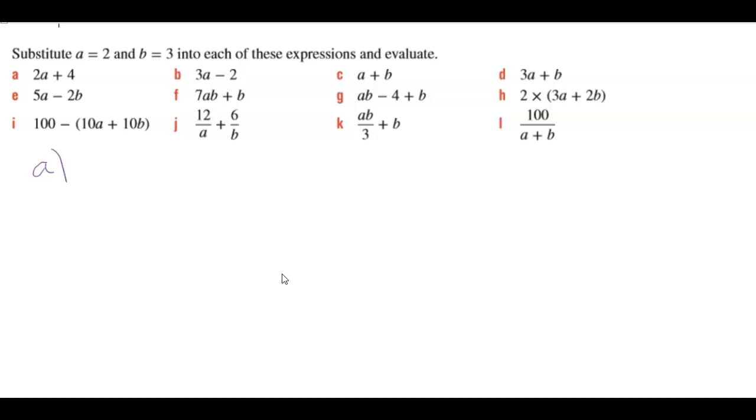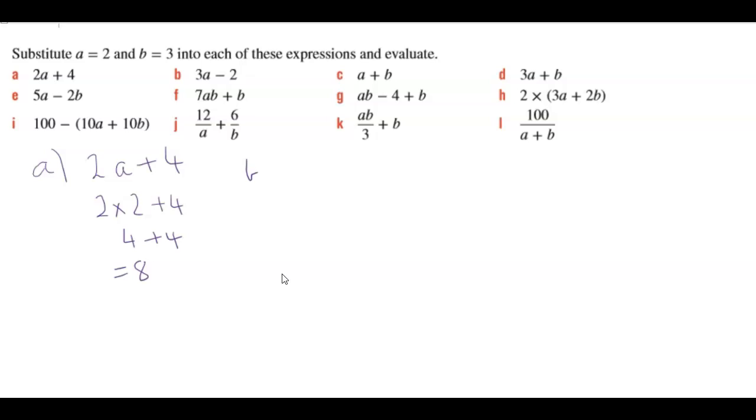Okay, so in this question, we're going to let a equal 2 and b equal 3. So everywhere we see a, we substitute the number 2, and everywhere we see b, we substitute in the number 3. Okay, so the first one is 2a plus 4. So instead of having the letter a there, so remember it's 2 times a, I'm going to put in the number 2. So 2 times 2 is 4, 4 plus 4, and then that is equal to 8.